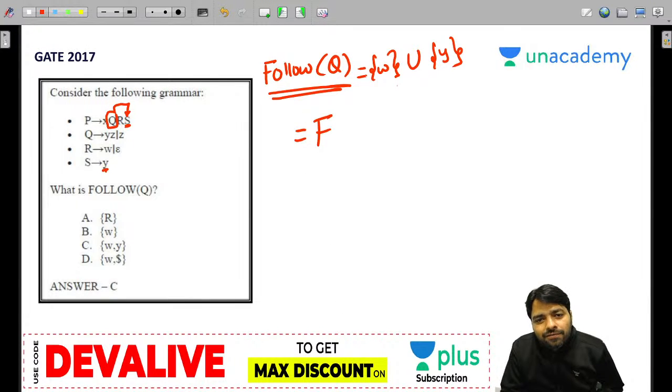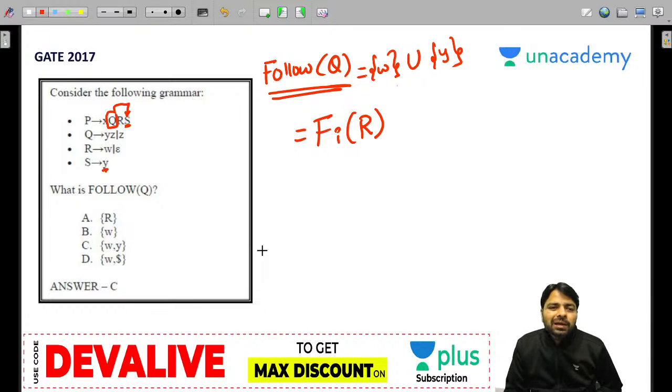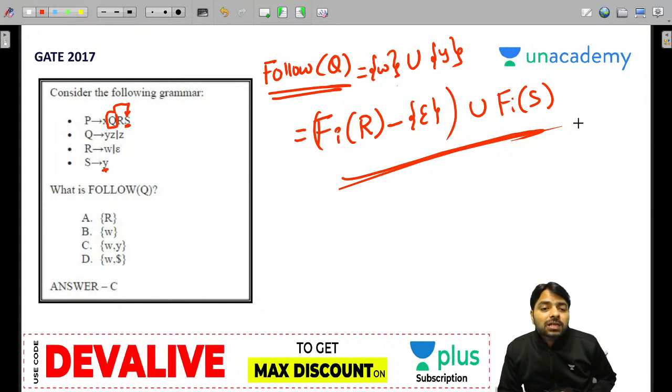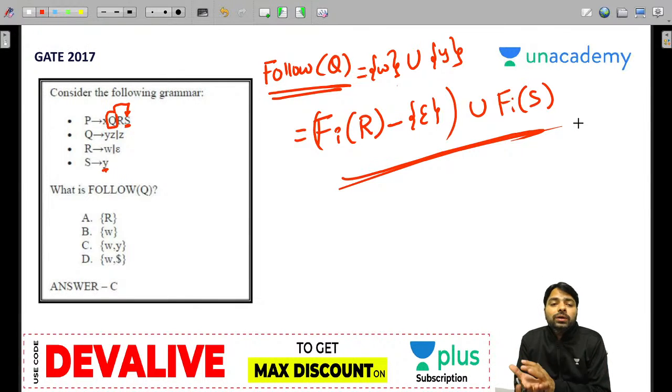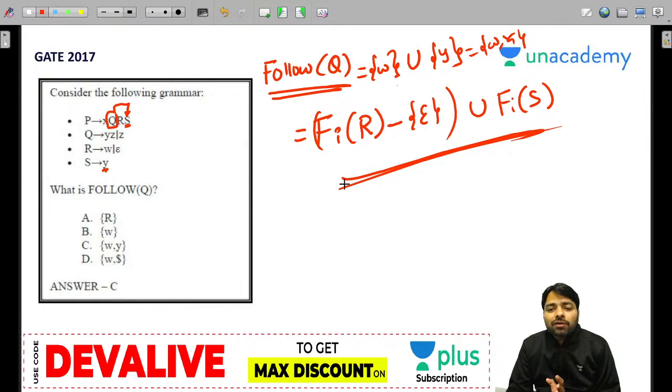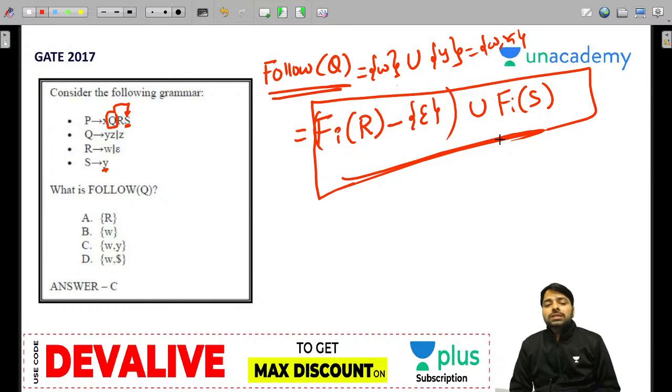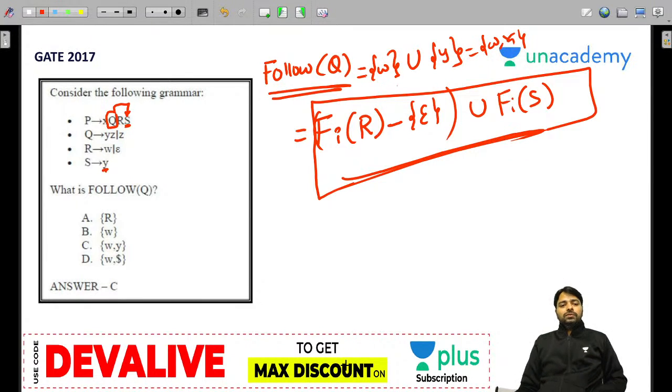The actual formula is: first of R. In first of R, epsilon is there, so minus epsilon, union first of S. S is giving other than epsilon, so this is your answer. If S gives epsilon, then first of S minus epsilon union follow of P will come. Right? In the exam, in future GATE exams, they might ask which of the following is the right answer. Then they might ask W comma Y, or they can even ask the formula: first of R minus epsilon union first of S can compute this follow set. Clear, everybody?